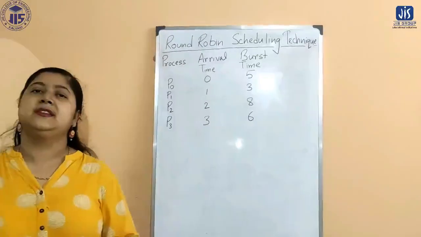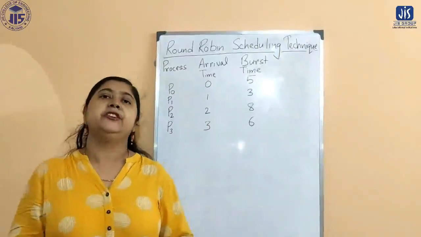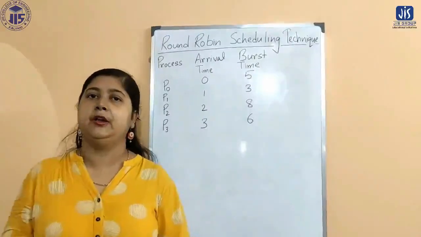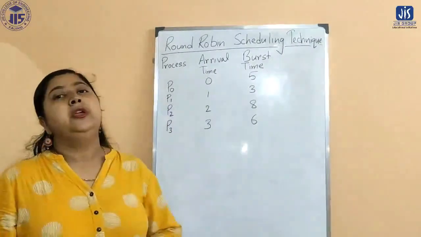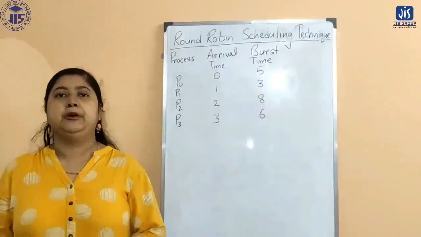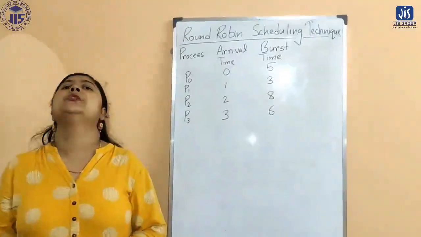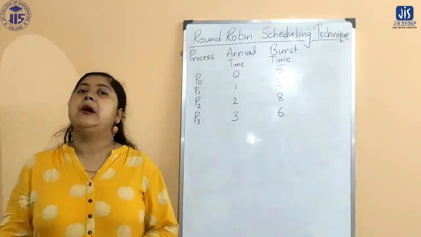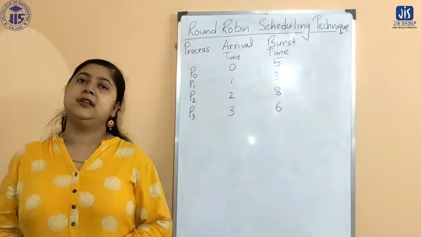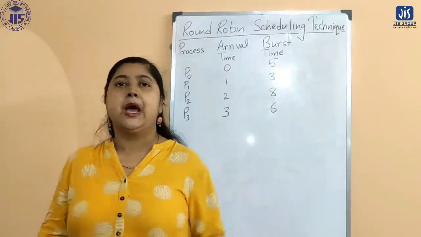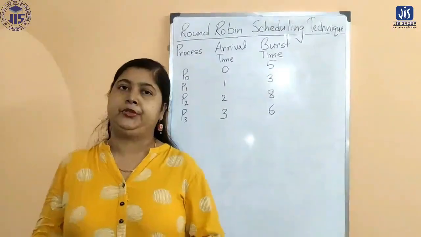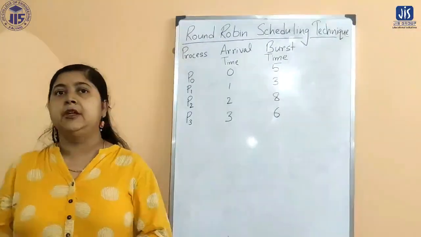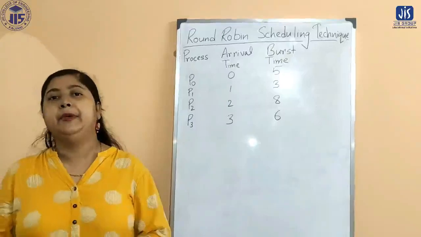In previous classes, we have discussed different CPU scheduling algorithms. We have discussed first come first serve, shortest job first, shortest remaining time first, and priority scheduling, both preemptive and non-preemptive approaches. But all those algorithms are basically designed for a multi-programming environment.